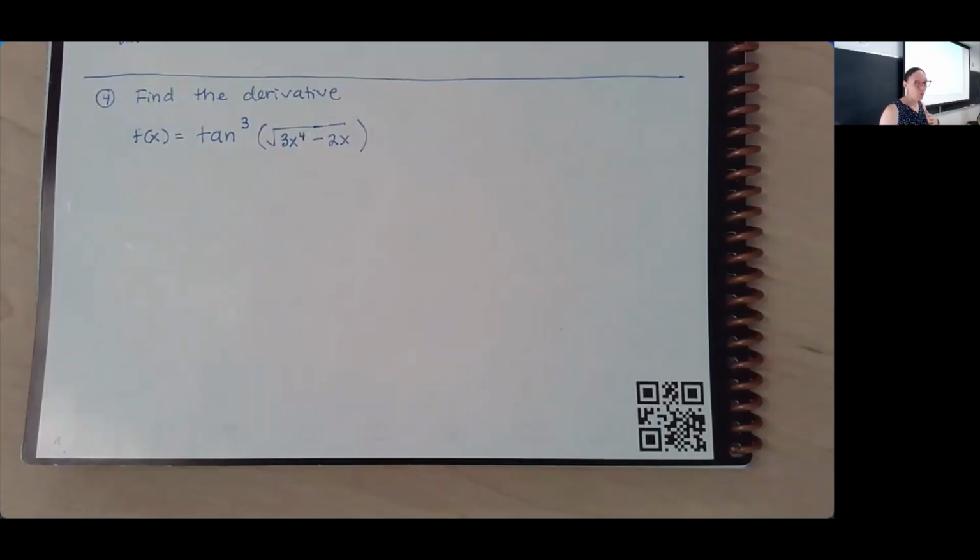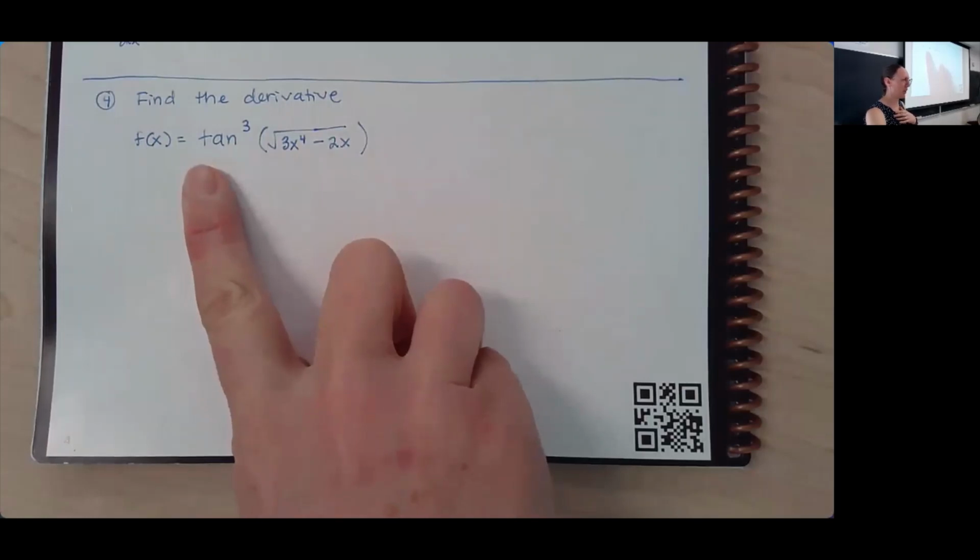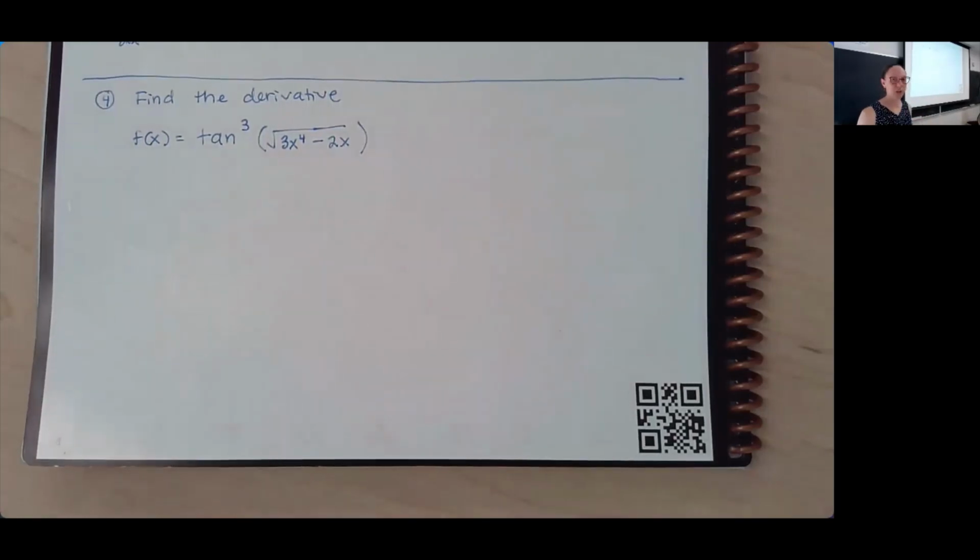Oh, how do I know that this is a chain rule problem? I have a function sitting inside of another function. I'm going to have to do chain rule. Why do I know it's not a product rule problem?